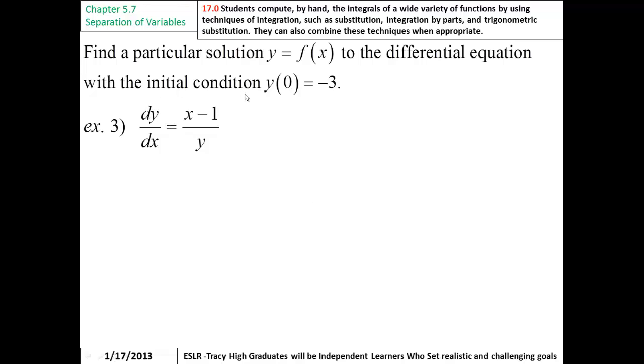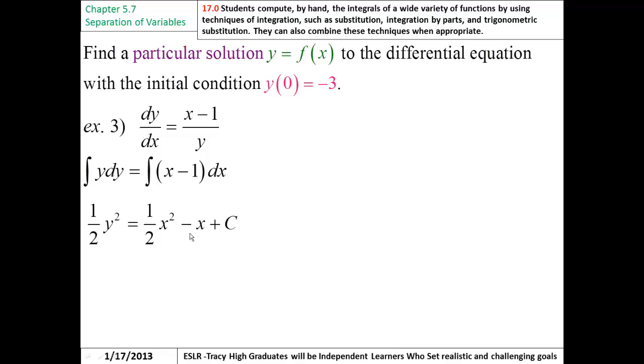Another one here, same directions: y of 0 equals minus 3. In case it wasn't clear, y of 0 is just another way of saying f of 0, since y equals f of x. Then we separate variables by cross-multiplying, basically, just like that.